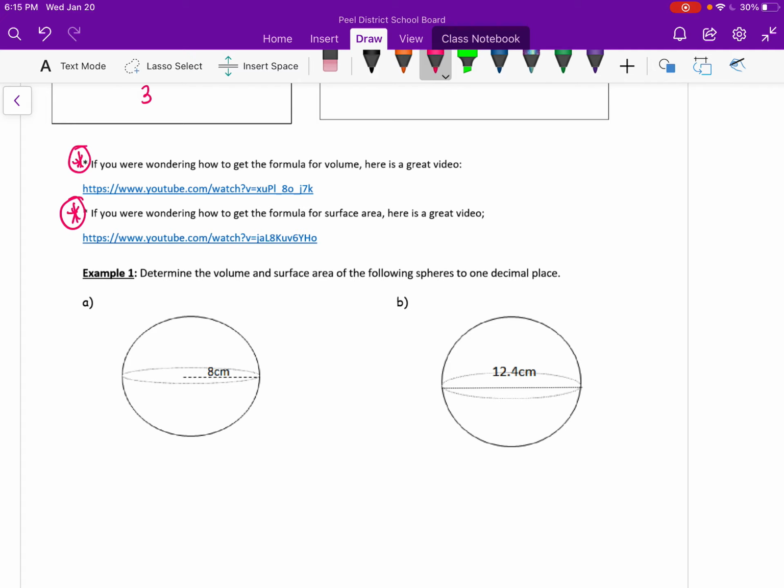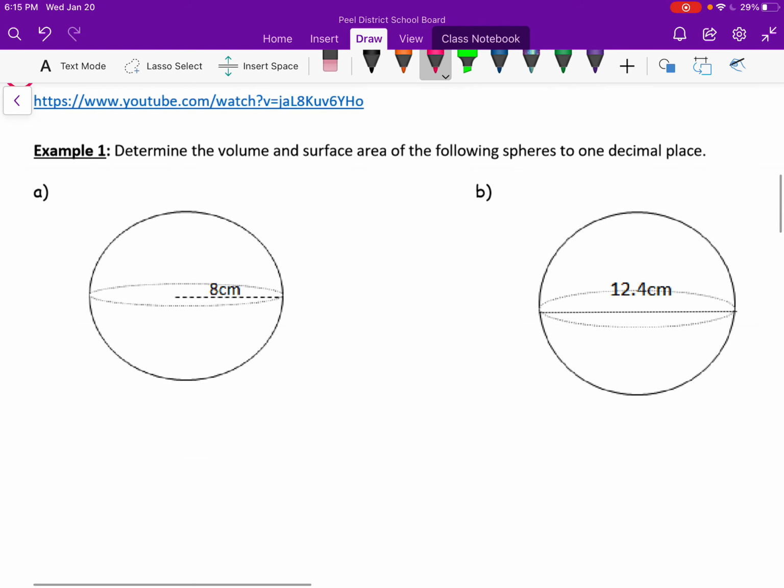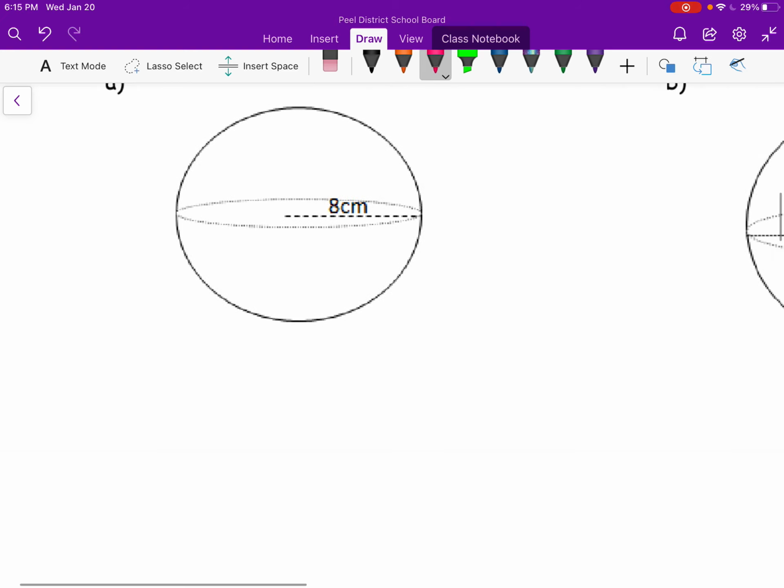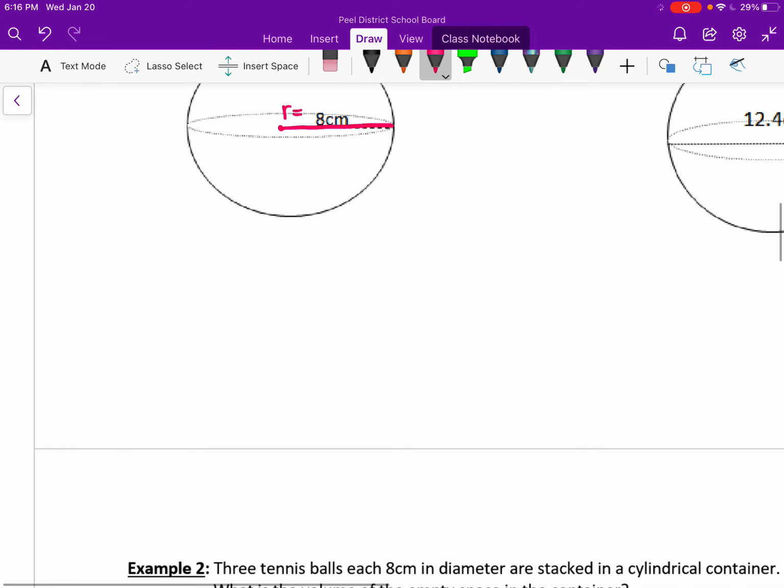Okay? So example 1, we're just going to start doing some examples. It says: determine the volume and surface area of the following spheres to 1 decimal place. So I already told you that it's only to 1 decimal place, right? So make sure you look into that. Let's find the volume and surface area. Before we even do that, let's figure out what our radius is. Our radius is anything from the center to the end. So our radius here is equal to 8 centimeters. Right, we didn't really need to do any extra work there.